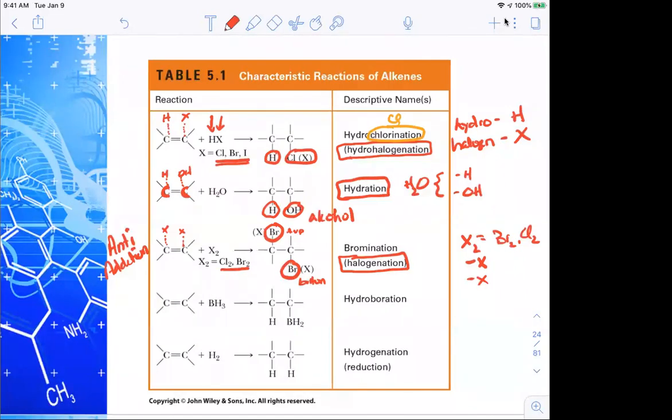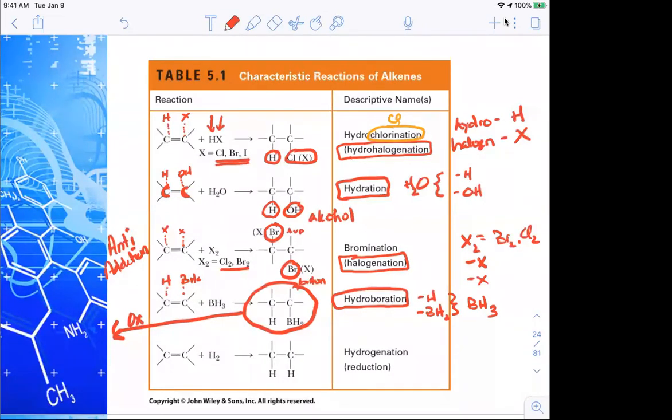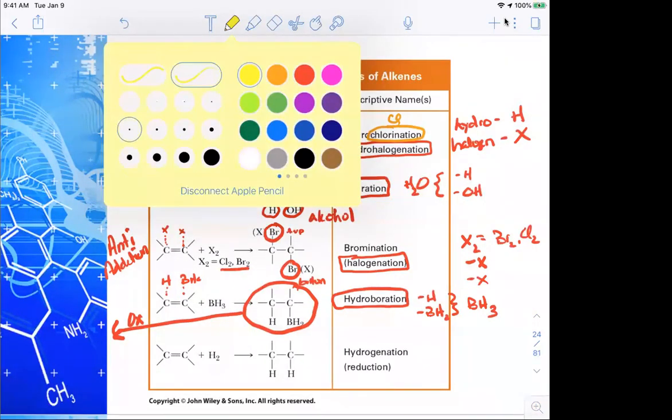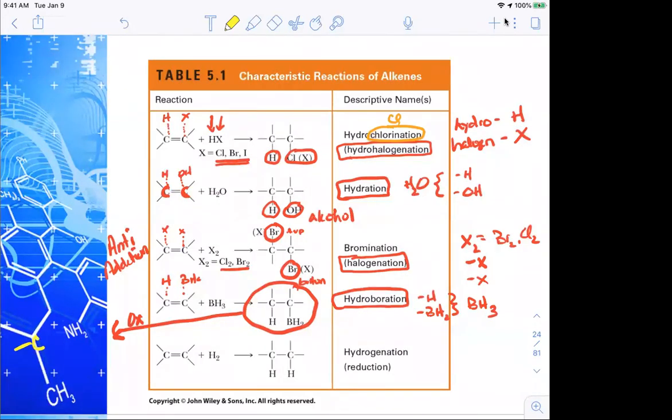This next one is called hydroboration. So I'm adding a hydrogen, and then I'm adding a BH2, which is from my borane starting material. So again, hydrogen is on one side and BH2 is on the other. The nice thing about this reaction is that I can actually do an oxidative process, and what I'm going to form is an alcohol.